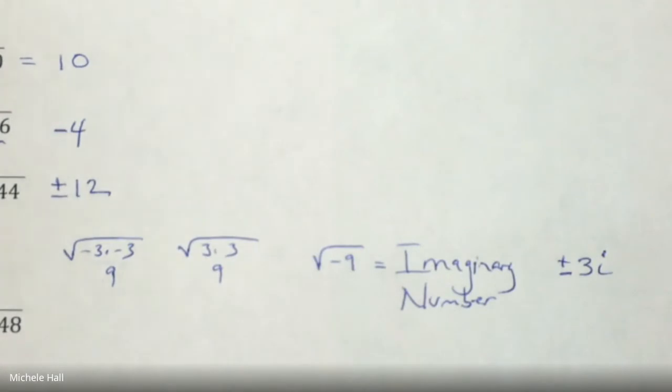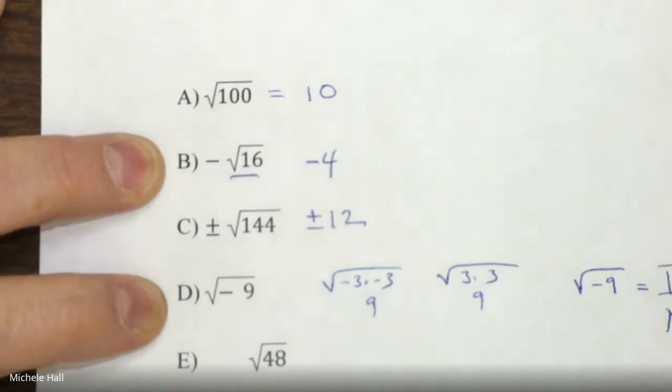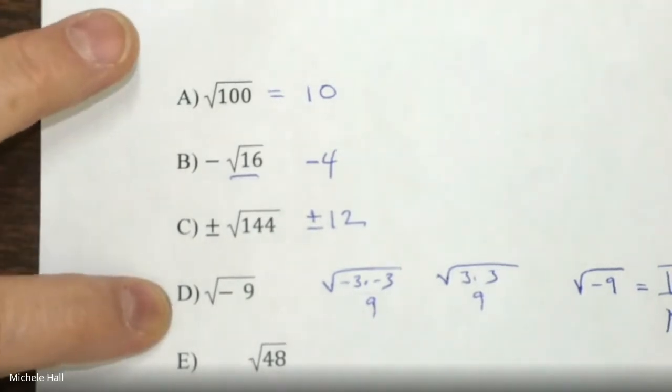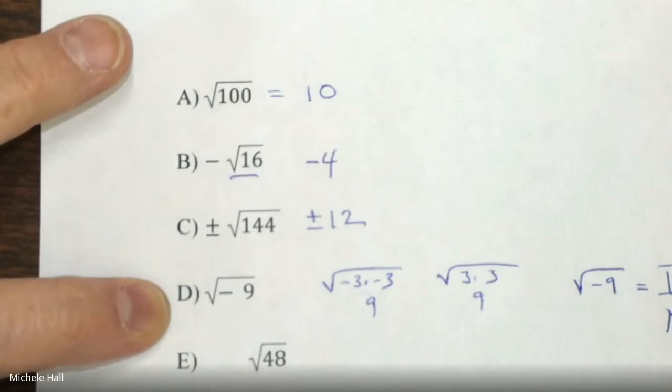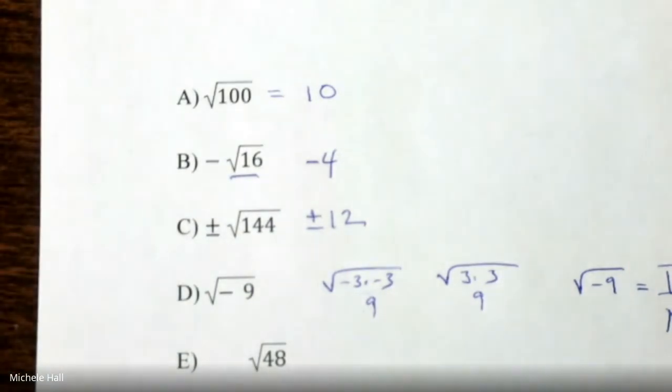Look at the difference between B and D. B and D are different. The negative is on the outside, and that's okay on B. But having a negative under the radicand is not okay because you're never going to get a negative answer. Okay, try E. The square root of 48.